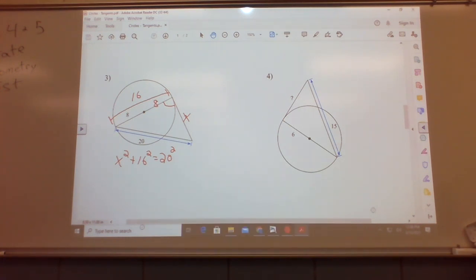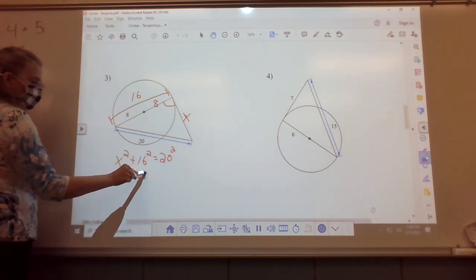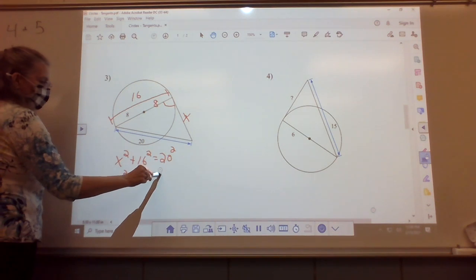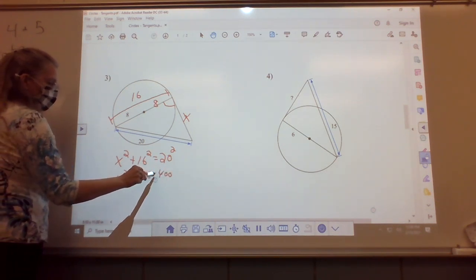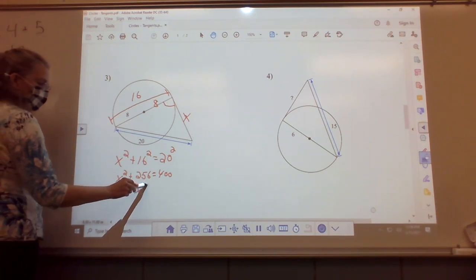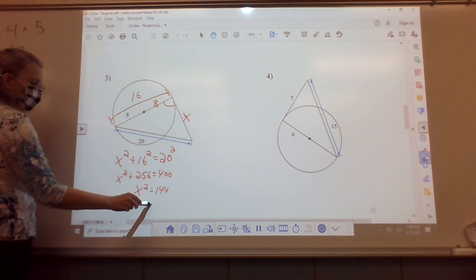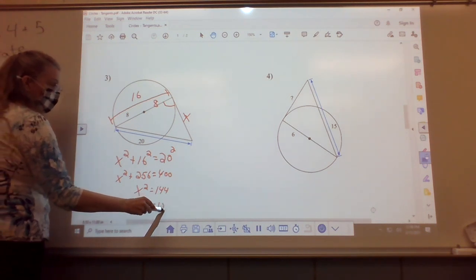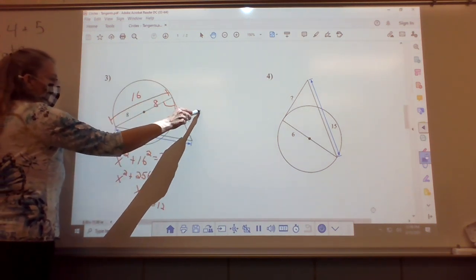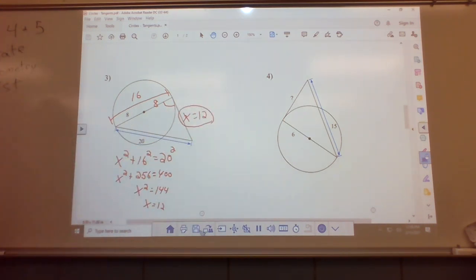16 squared is 256. So x squared plus 256 equals 20 squared, which is 400. Subtract the 256, I get 144. Square root of 144 is 12. So therefore, this side here is 12, and that's what I was trying to look for, so that's my final answer. So 12 is what I was looking for.